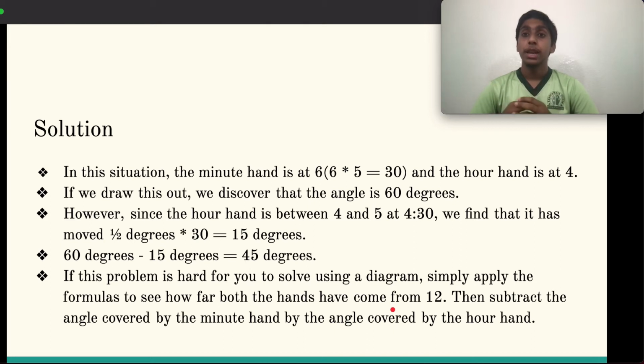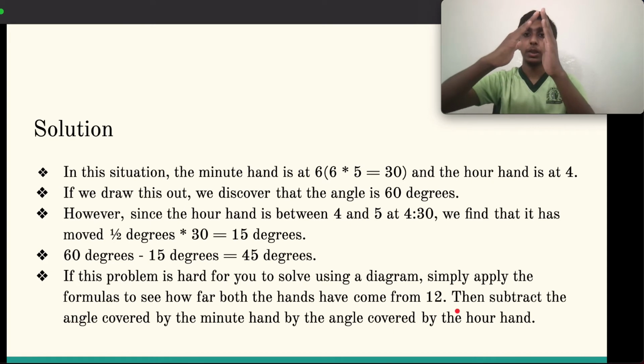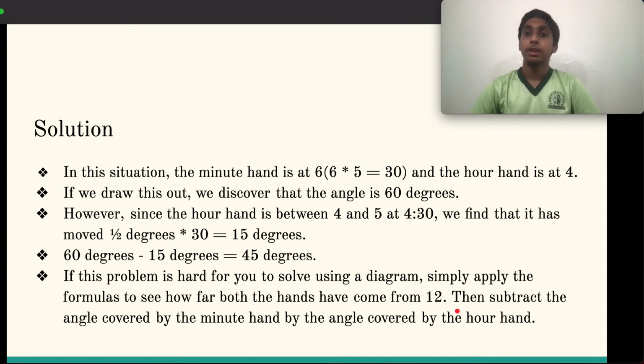You can multiply and you can find the different amount of degrees that they've both moved. And then if you subtract and you find the difference in between the two, then you know that the angle between them is that difference. Because one of them is here and one of them is here, if you really think about it. So if you find the amount of degrees both of them have moved from 12, you can find the difference in between them, and that's the angle they form together.